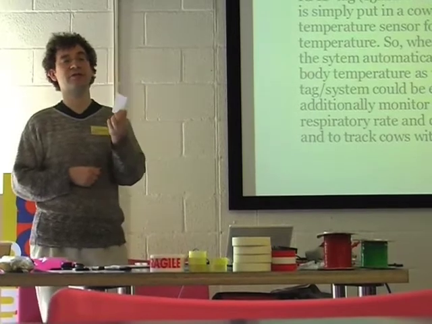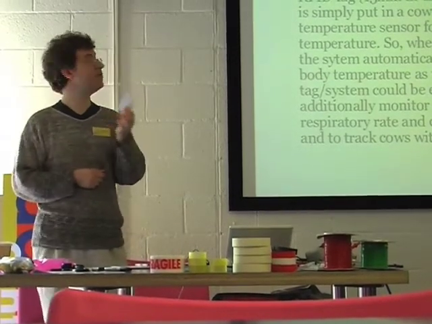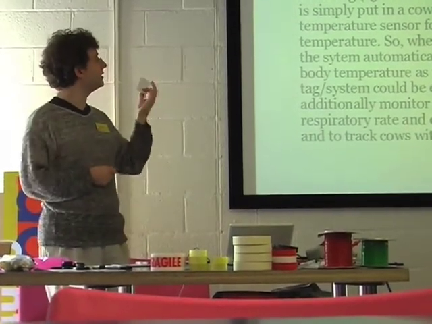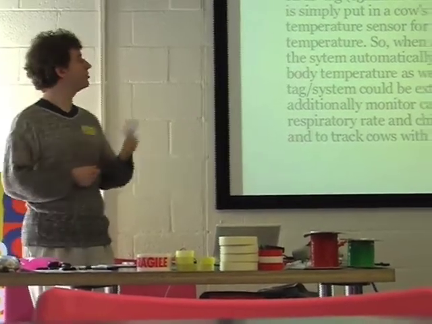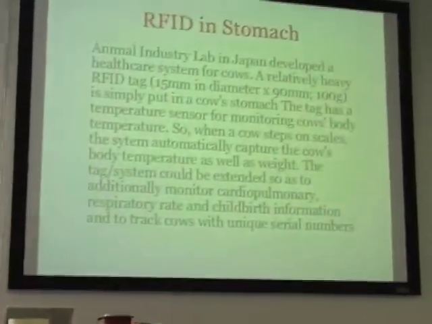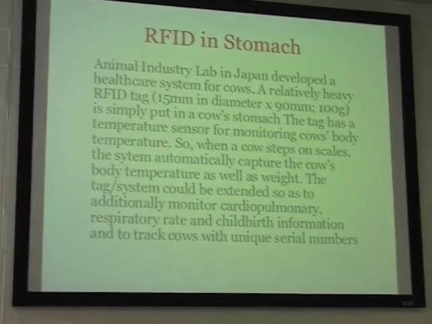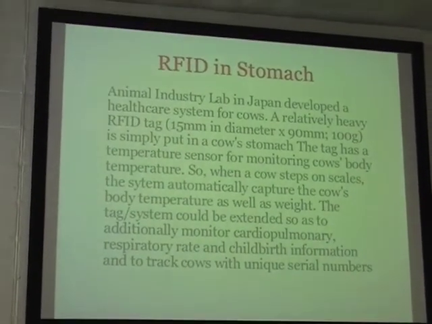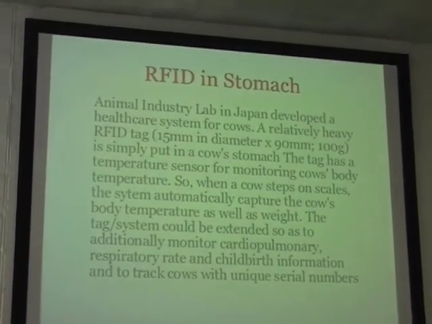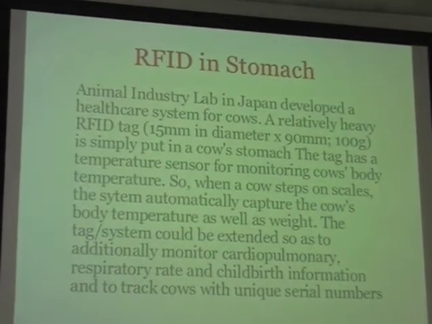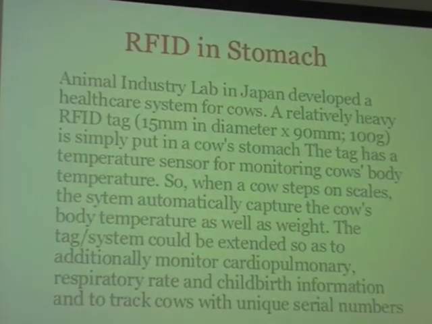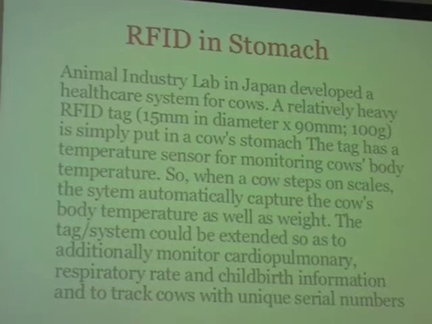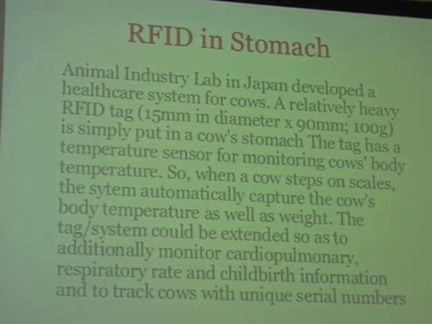They've got sensors built into it, for instance, temperature sensors. So they've got an RFID tag which is put inside a cow's stomach, and it's got a temperature sensor that can measure the cow's body temperature, and so as the cow moves through a gate, the system can collect data about the health and so on. More sort of creative uses.